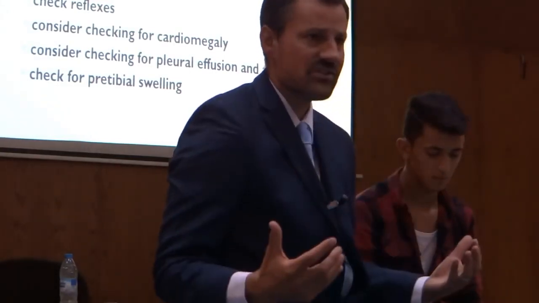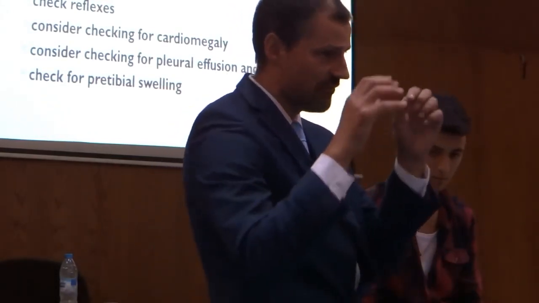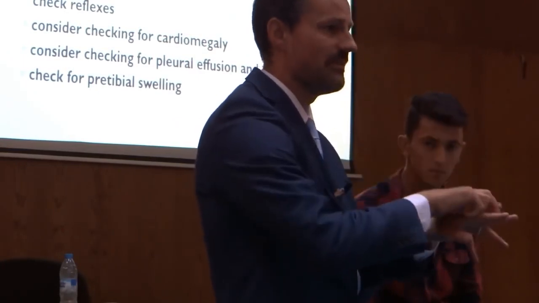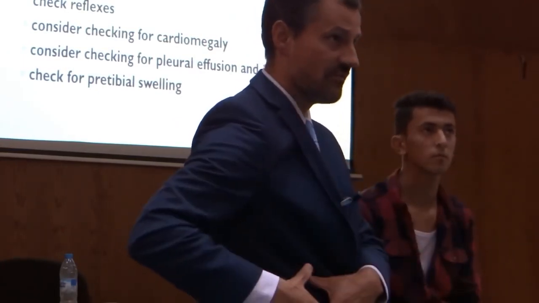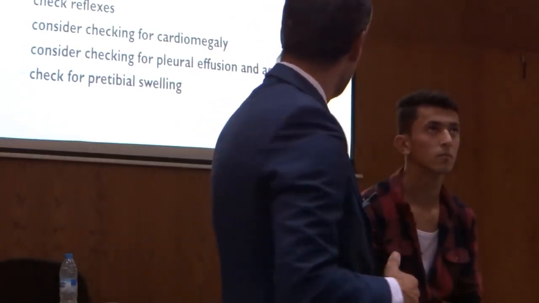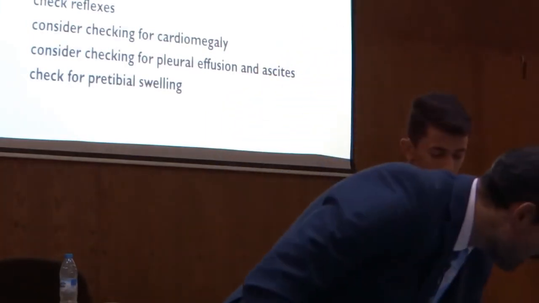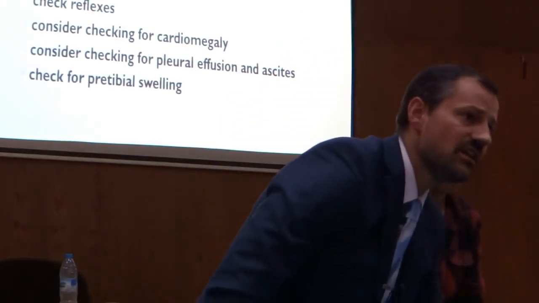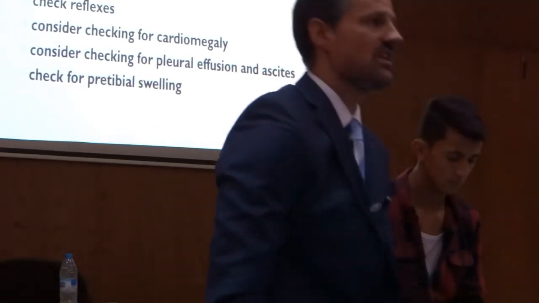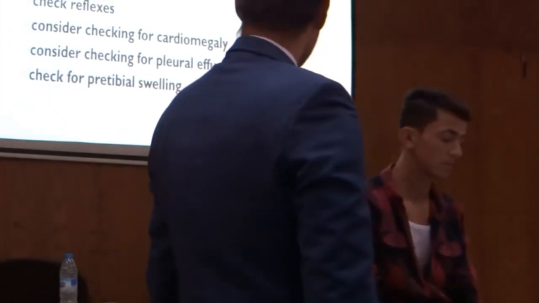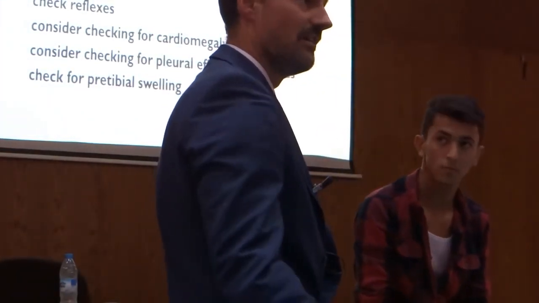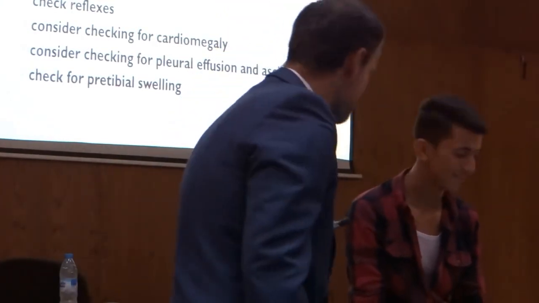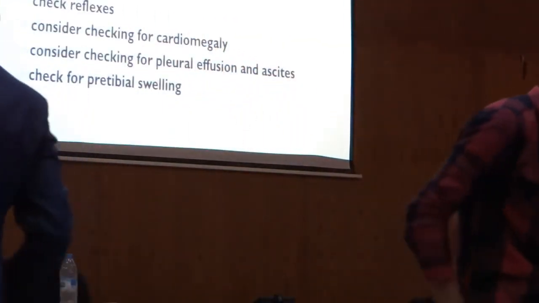Again, if you're talking about breathlessness or an abdominal swelling, you may just check for pleural effusion by listening and tapping. Again, just checking for shifting dullness in the abdomen. And then pre-tibial swelling is seen in hypothyroidism, on the shin you can get some swelling as well. So it's just the last thing you might want to check.